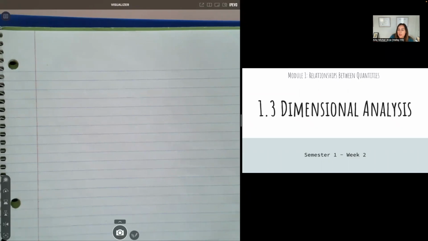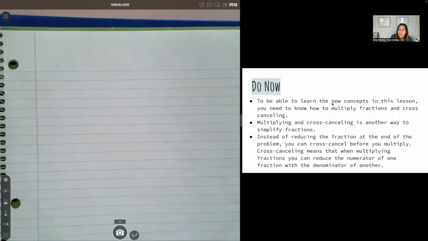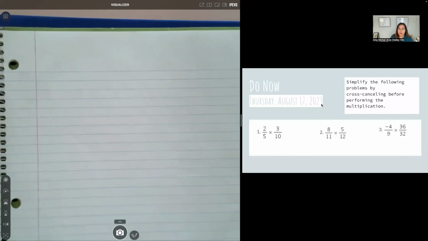Module 1, Lesson 3, Dimensional Analysis. For this, you're going to have to know how to cross-cancel. This is a topic for when you're multiplying fractions and you have to simplify them by cross-canceling. That means that, before you start multiplying, you're going to check how you can reduce the numerator of one fraction using the denominator of another. So here are some examples of how to do that.